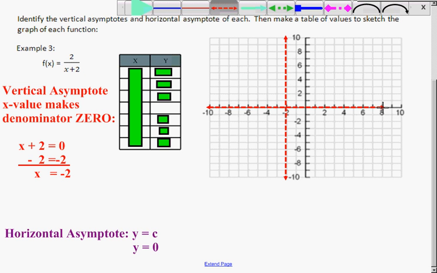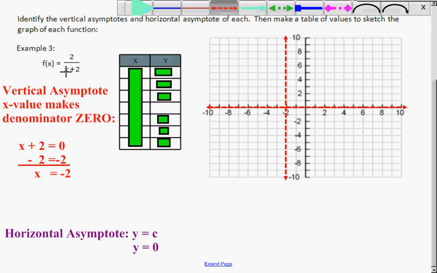Crosses the y-axis at 0. Here it is, crosses the y-axis at 0. Now you have your horizontal and your vertical asymptote on your graph. Next, we're going to go ahead and graph our equation here.